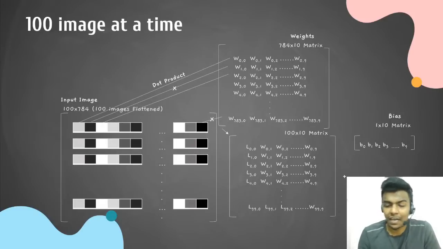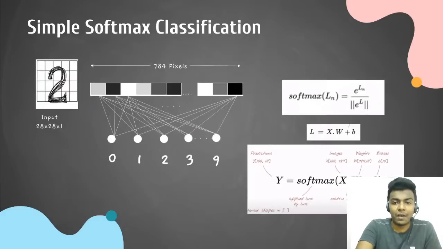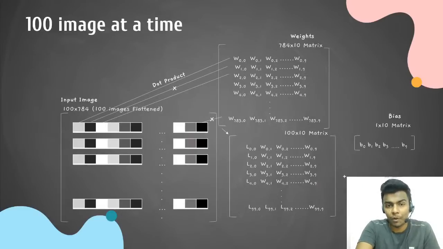Okay, this is the normal thing, guys. It is done by using a softmax function, which contains the equation x dot w plus b, the product of input and weights plus biases. So we do the dot product of the input matrix, which is the input for 100 images, and the weights, and we get a matrix that is 100 cross 10, and then we add the biases.